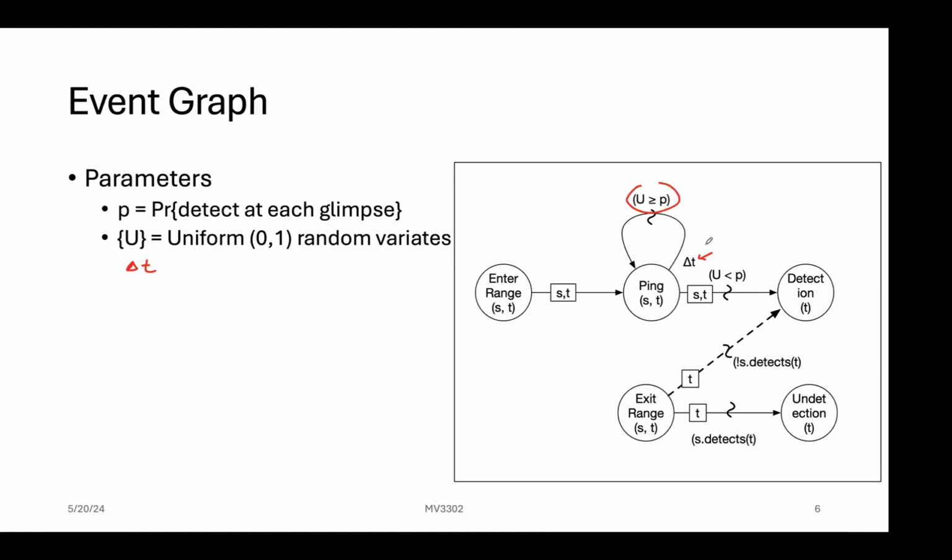So basically, and we only do this once we enter the range. Once we enter the range, we just start pinging the target, flipping a coin each time. And then once we detect it, now we stop. Physically you would keep doing that, but at this point there's no need. Once we've detected a target, we're not trying to detect it anymore. It's like, yeah, I see you, I got you.